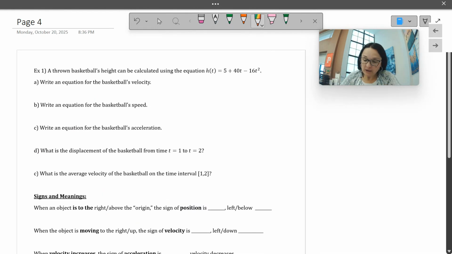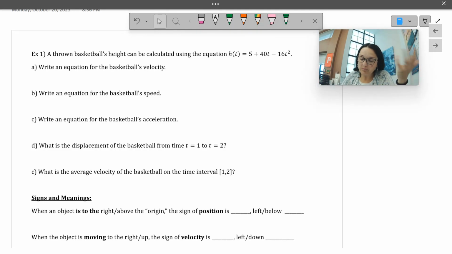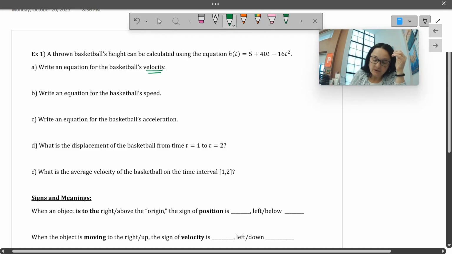All right, so let's do some stuff. A thrown basketball's height can be calculated using the equation h of t equals 5 plus 40t minus 16t squared. Now, this is the part of the course, finally, where we're going to get a chance to use the calculator. So if you have a calculator nearby, great, grab it. If you don't, it's fine. We'll work one out together, okay? Write an equation for the basketball's velocity.